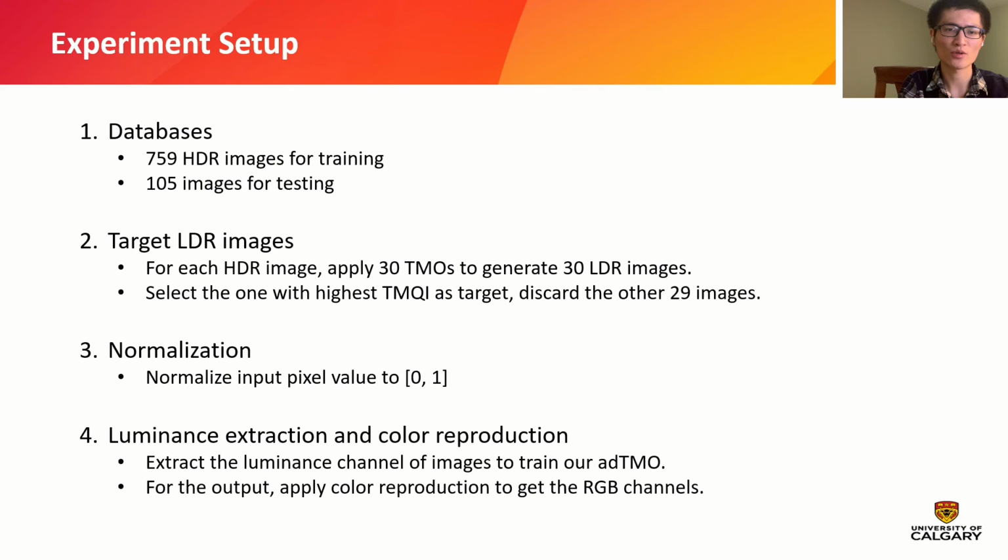We also apply normalization to the input images so that the input pixel value is between 0 and 1. And last, we extract the luminance channel from the RGB channels to train our adTMO. And we apply color reproduction to the output to get the RGB channels. With all the above setup, we can use a trained adTMO to convert an HDR image into an LDR image.